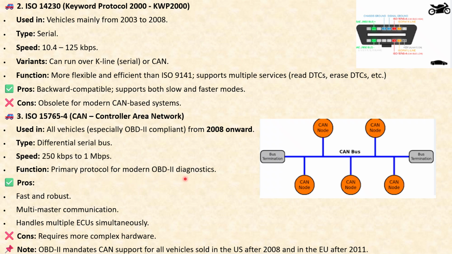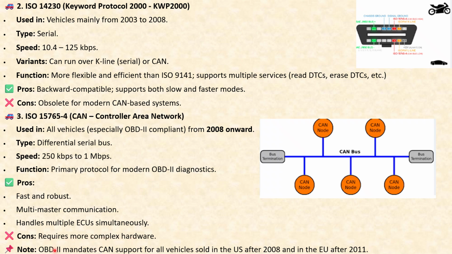The function is as the primary protocol for modern OBD-II diagnostics. The biggest advantage is that it is fast and robust. It is multi-master communication and it handles multiple ECUs simultaneously. One more advantage I missed mentioning here is that it is a very mature technology, so a lot of skilled manpower in CAN is available in the market. And the biggest disadvantage is that it requires more complex hardware.